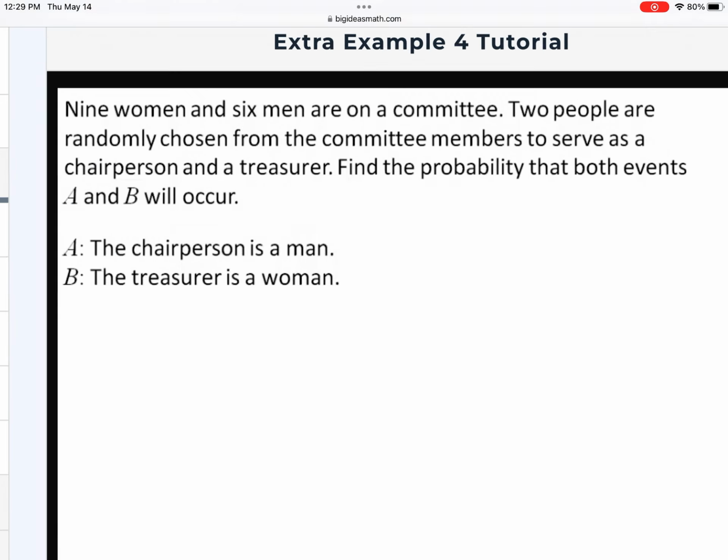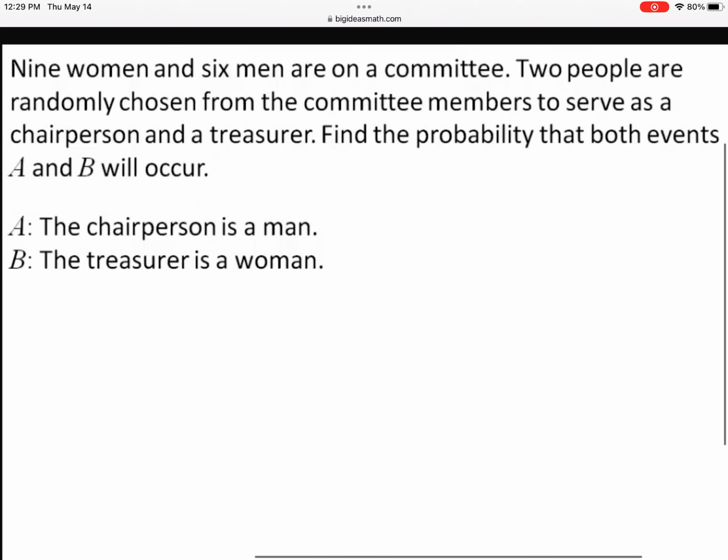9 women and 6 men are on a committee. 2 people are randomly chosen from the committee members to serve as a chairperson and a treasurer. Find the probability that both events A and B will occur. Event A, the chairperson is a man. Event B, the treasurer is a woman.